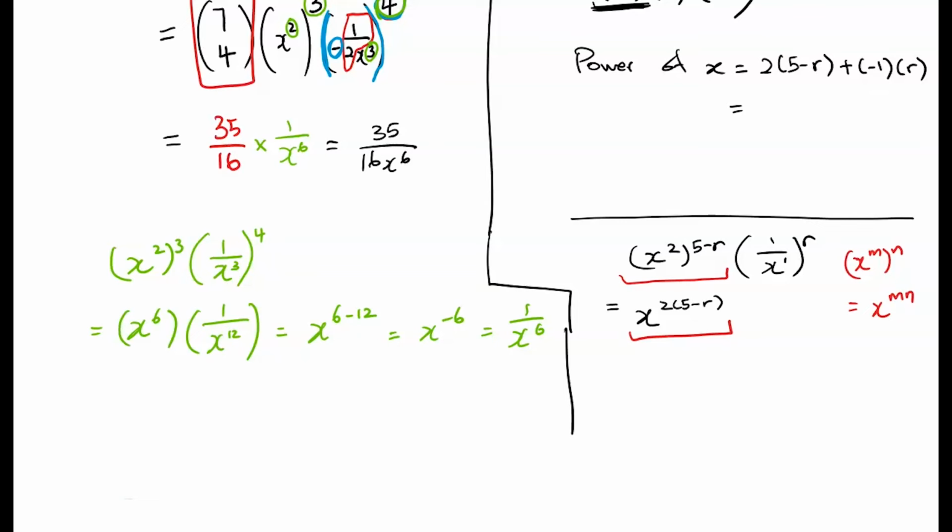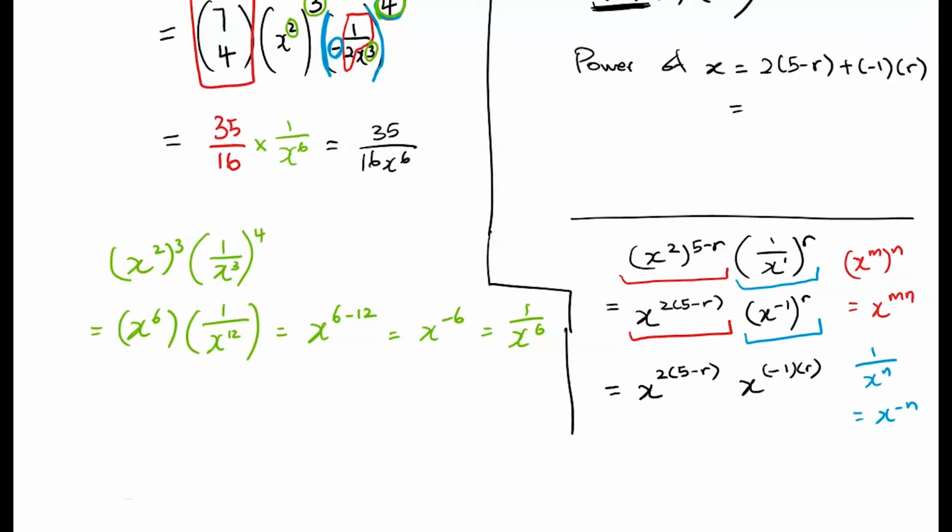Now, let's look at the second factor, which is this one here. Now, this one, we need to do a bit more work because the x is in the denominator. And we learned that if we have 1 over, let's say, x to the power of n, it becomes x to the power of -n. So that gives me x to the power of -1 to the power of r. So this is for the second factor. And I need to further simplify it. So this one stays as x to the power of 2 times 5 minus r, and this becomes x to the power of -1 times r.